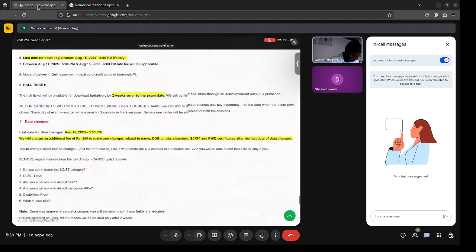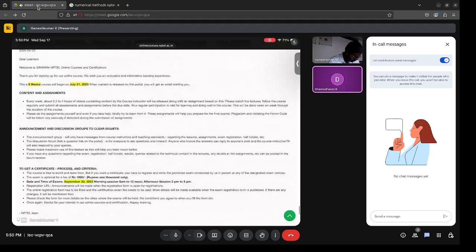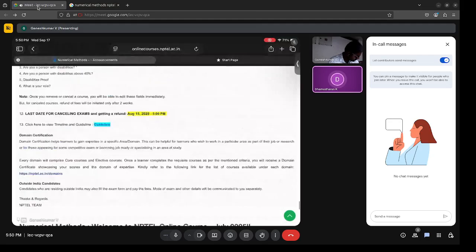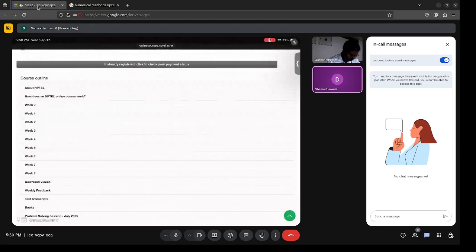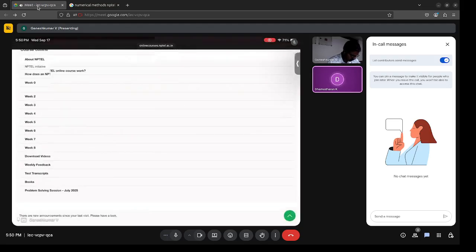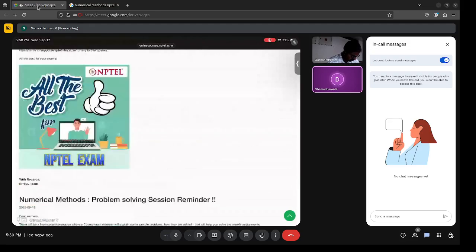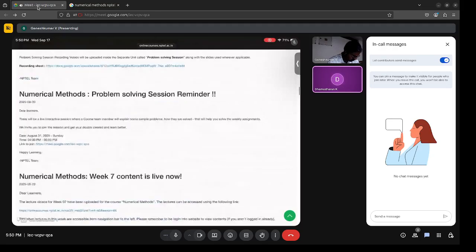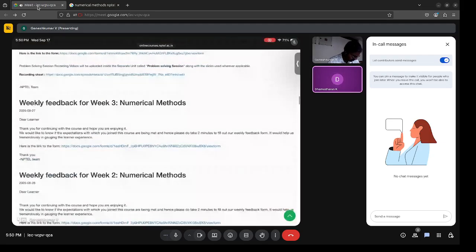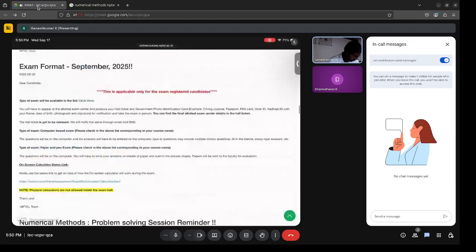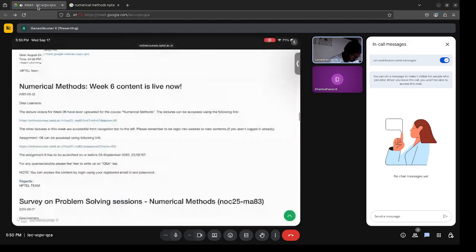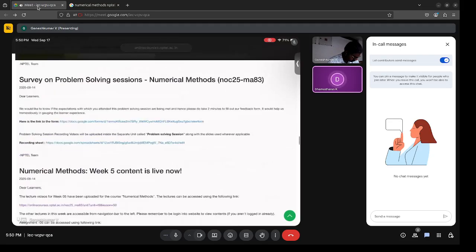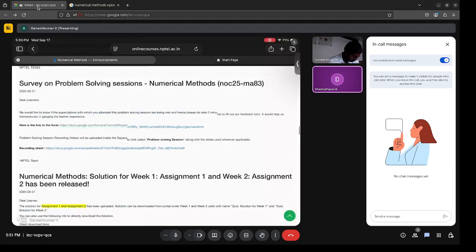Where is that 75 marks? It's in week 0 or about NPTEL. I saw somewhere: assignment 25 and exam 75. Out of 75, we need to score just 30% in the exam. One second, let me check the exam format. Let me scroll up. I saw one exam format heading.